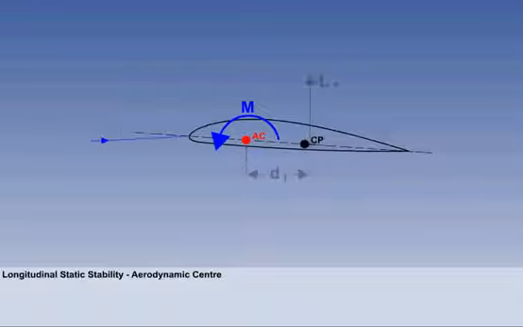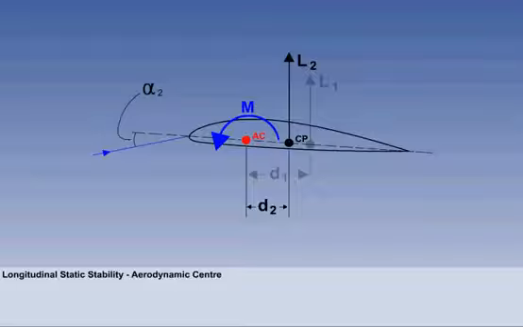An increase in angle of attack moves the center of pressure forward and increases the lift. Angle of attack 2 generates lift 2, acting at distance 2. Lift 2 is bigger than lift 1, but distance 2 is shorter than distance 1, such that pitching moment m will remain the same.